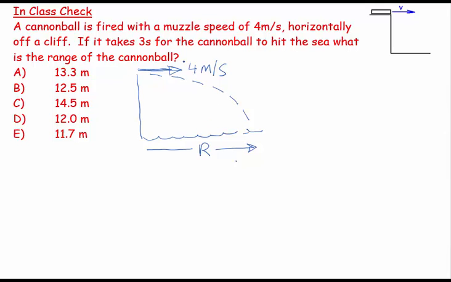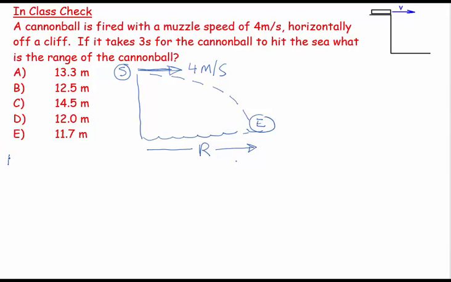Muzzle velocity is the velocity with which the cannonball leaves the cannon. It's the velocity at the muzzle. And we can think of this as the start of the journey, and we can think of this as the end of the journey. And so we need to find our horizontal displacement. So basically that's what this question's saying. What is the horizontal displacement?